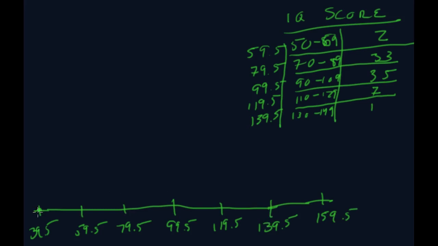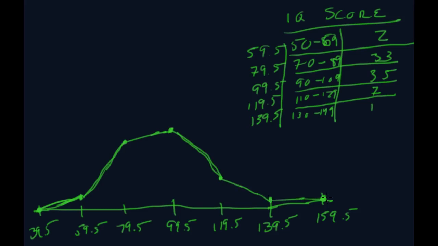So at 39.5, there's 0. We've got 2 here. And then we jump up to 33, then 35, back down to 7, down to 1, and when we get down to 159.5, we're back down to 0. So if I connect those dots, I now get a polygon. And that polygon is what we're going to call a frequency polygon.